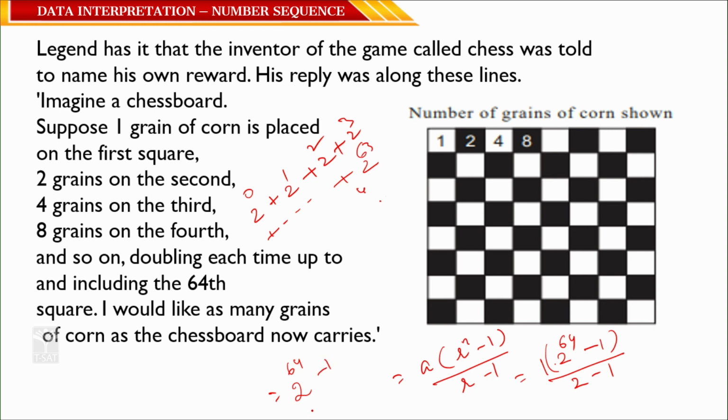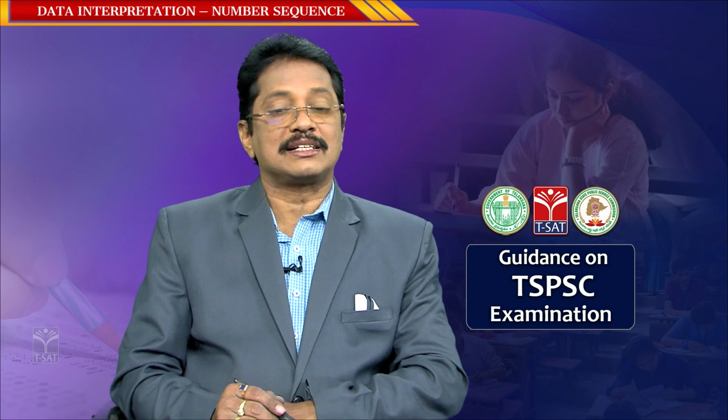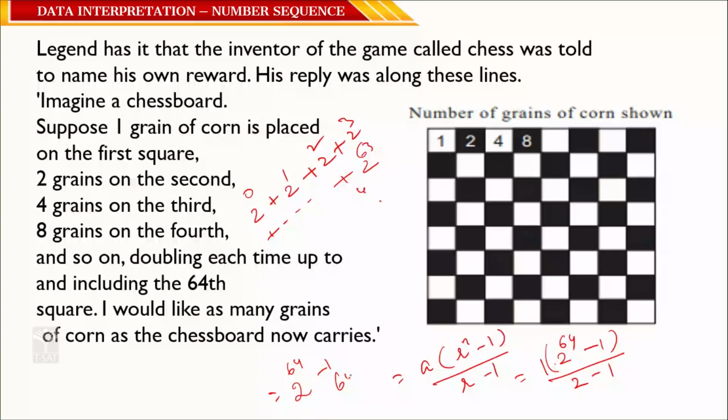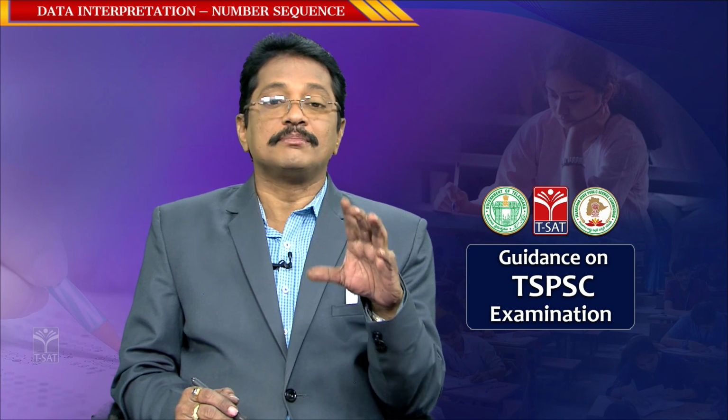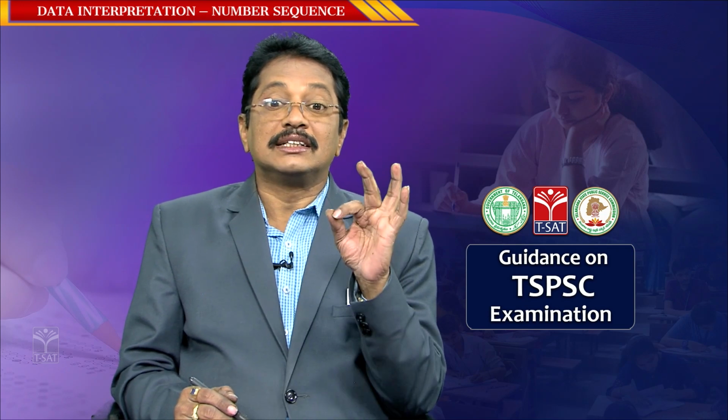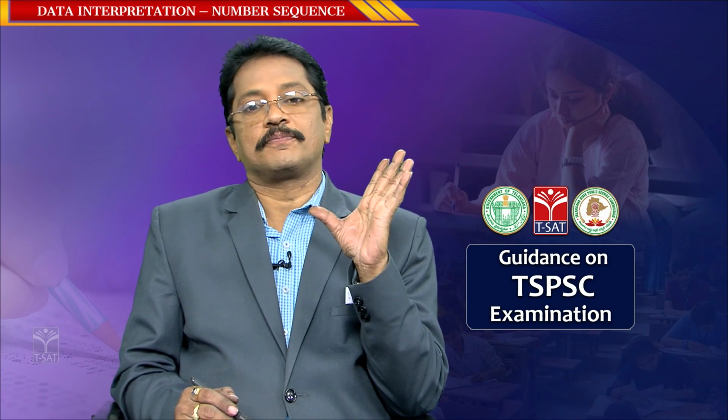When you know logarithms, you can find the number of digits: 64 times log 2. Log 2 is 0.3010, so 64 times 0.3010 is about 19.2, which means 20. So when you consider this number, there are 20 digits.